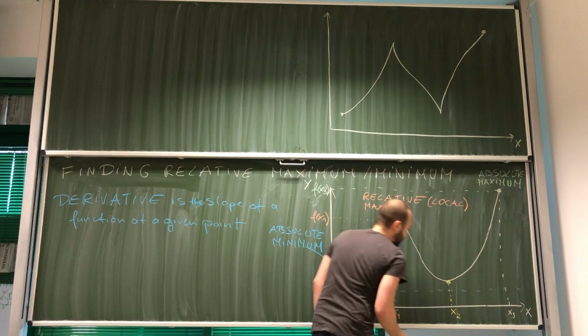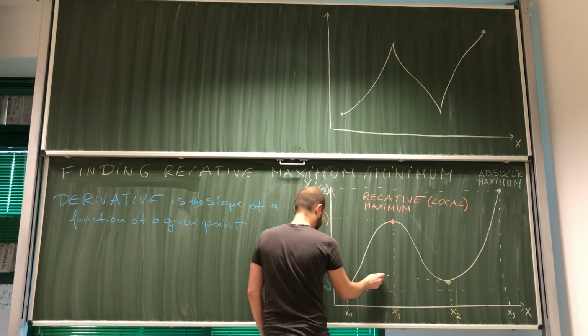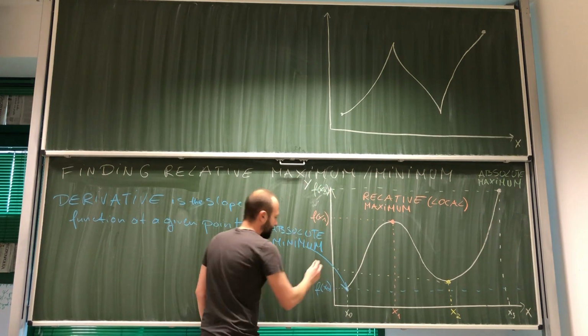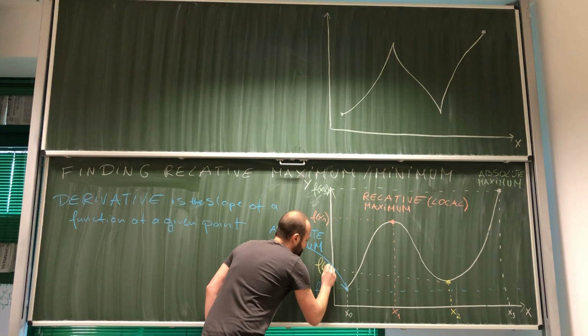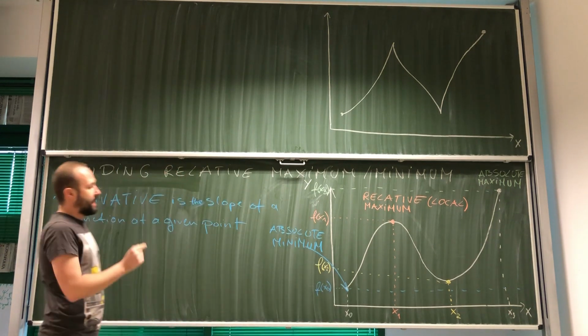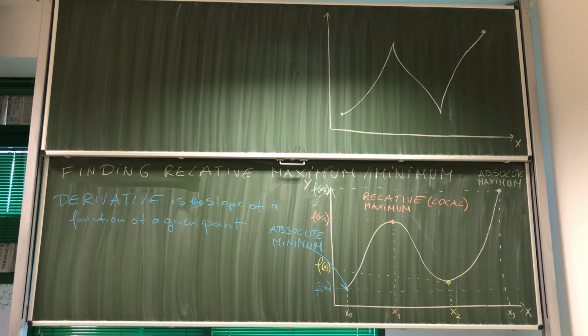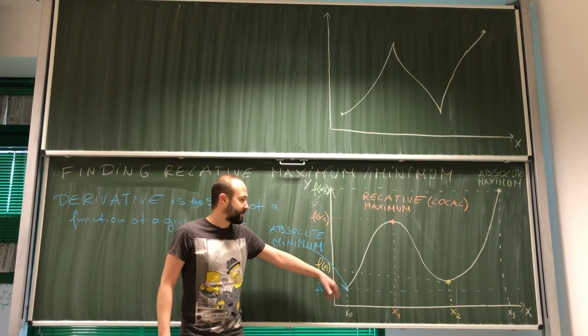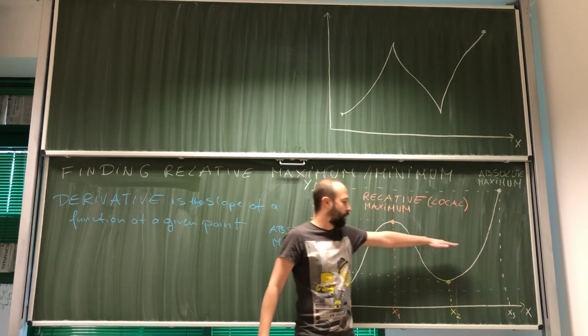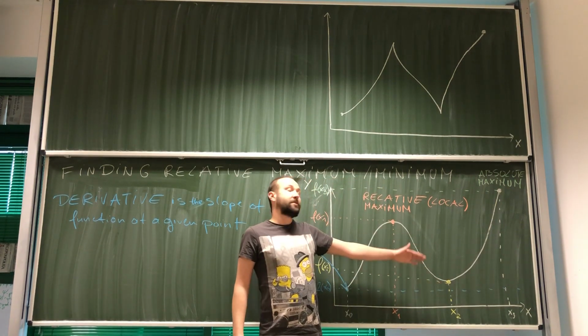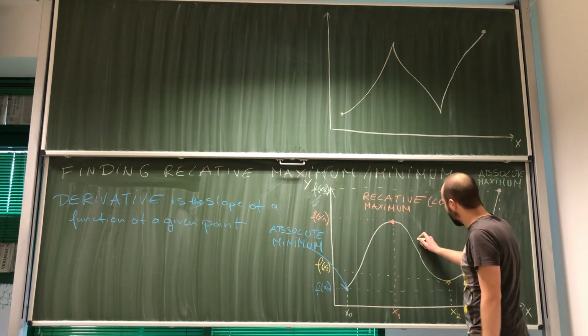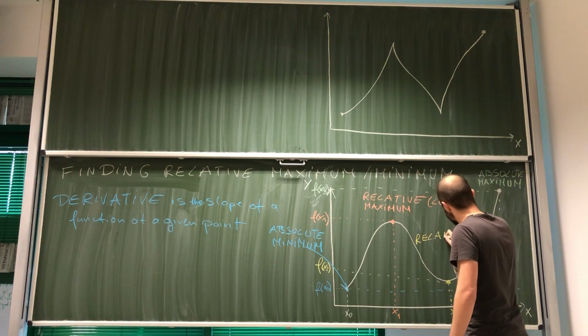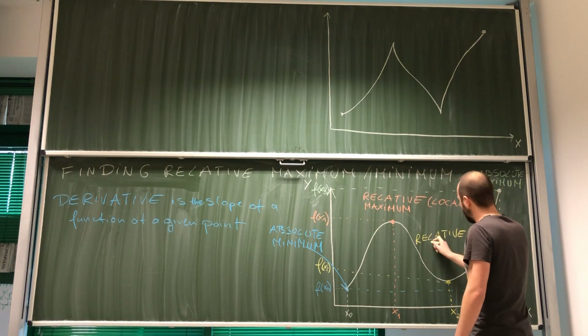Now you can probably guess the last point of interest. When x is equal to x2, the value of the function is equal to f of x2. What is so specific about this point? This point is definitely not the lowest, but it is definitely the lowest point in this neighborhood. So we're going to call this point a relative or local minimum.